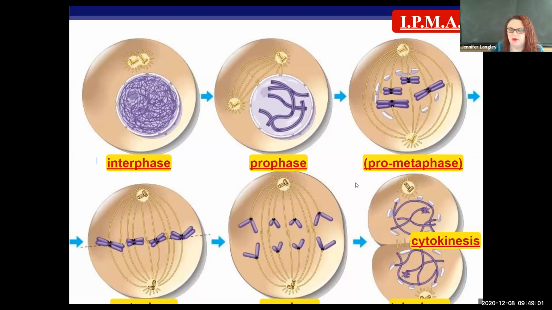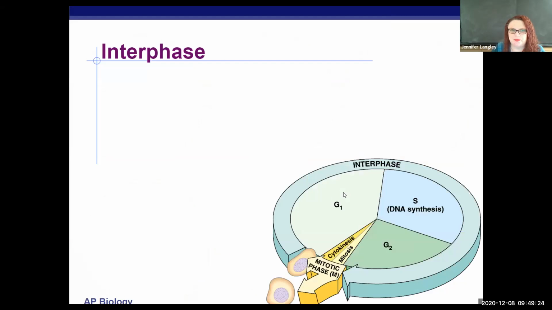IPMAT, this is what you need to remember. There's lots of different mnemonics. If you come up with a good one, let me know, I'll share it with the class, okay? So interphase, prophase, metaphase, anaphase, and telophase. Interphase is in between, prophase is packing, metaphase is middle, anaphase is apart, and telophase is two. We then end with cytokinesis where it cuts, okay?